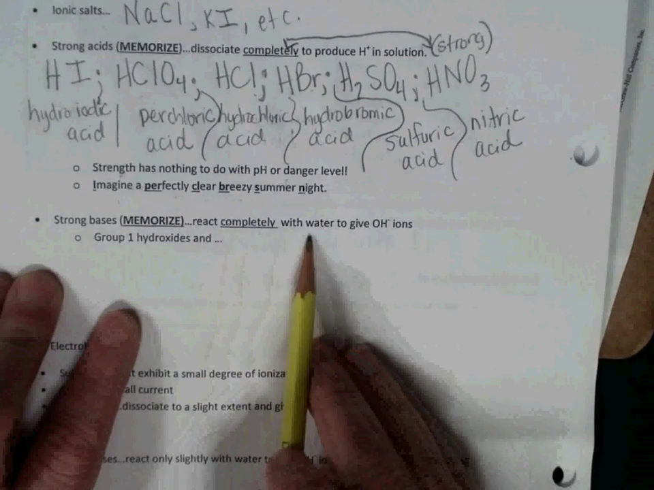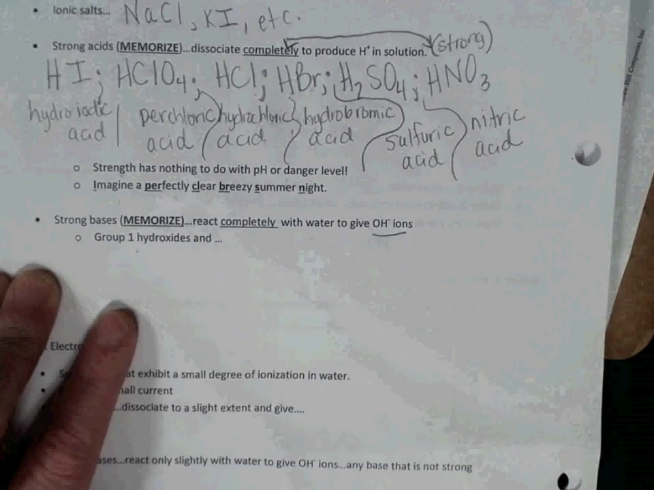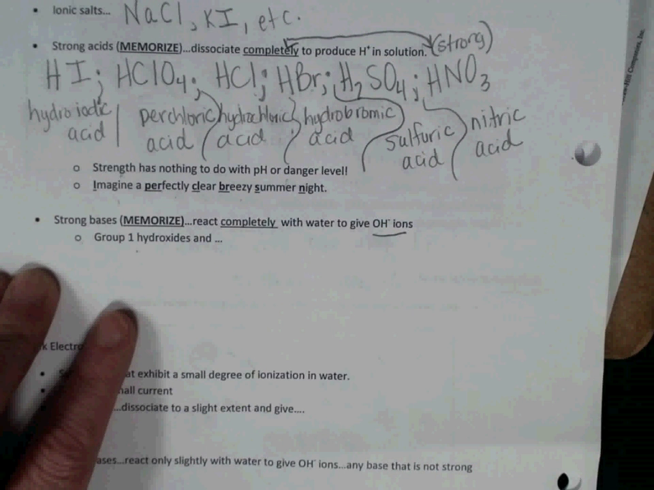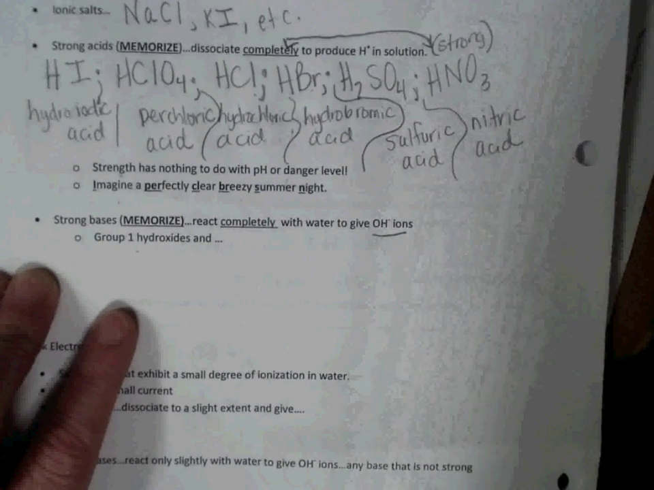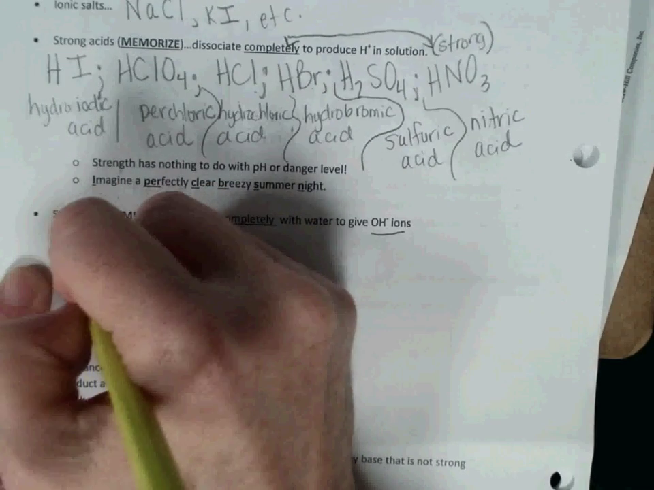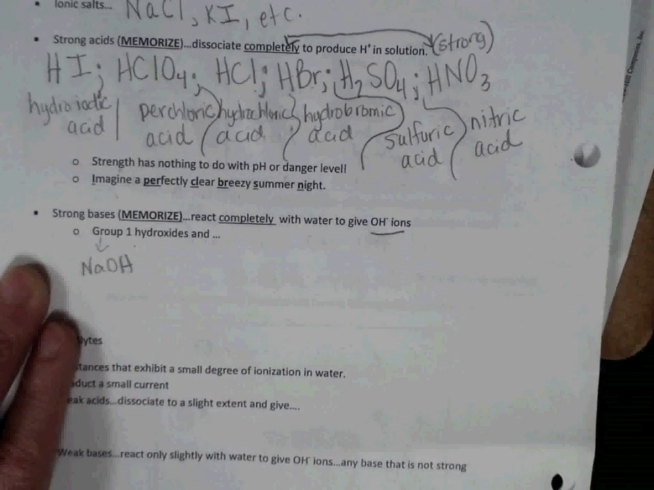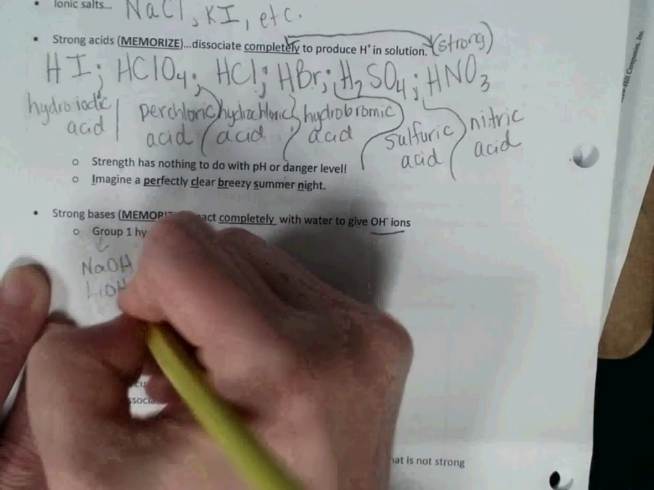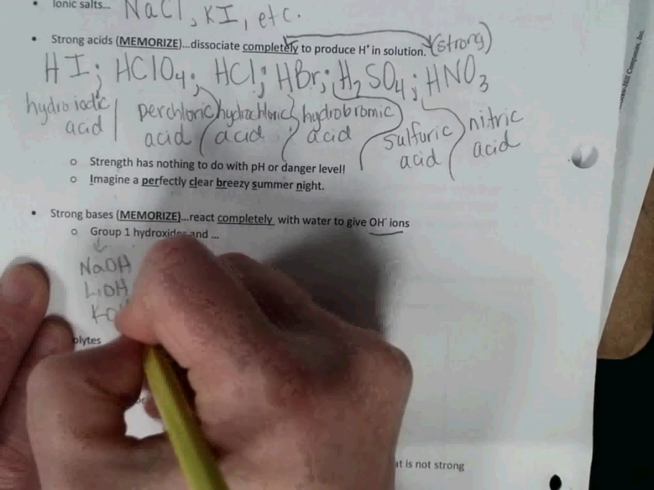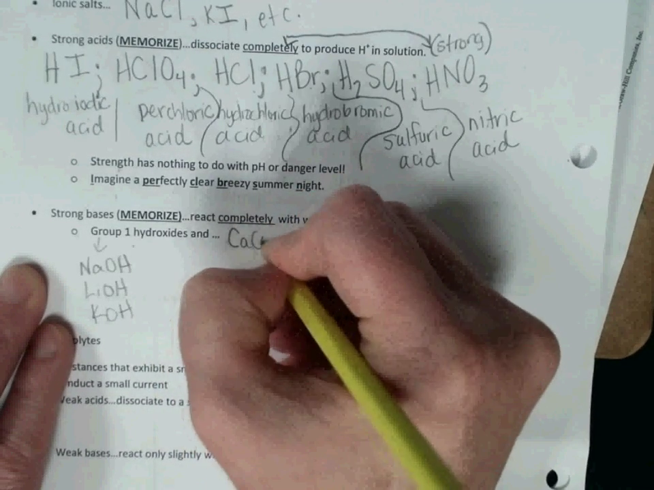All right, same thing with strong bases. They react completely with water to give hydroxide ions. These are all the group 1 hydroxides. What's group 1? The alkali metals like sodium. Y'all know this. So group 1 are things like, if it's the group 1 hydroxides, sodium hydroxide. Okay. Lithium hydroxide, potassium hydroxide, those are group 1 hydroxides.